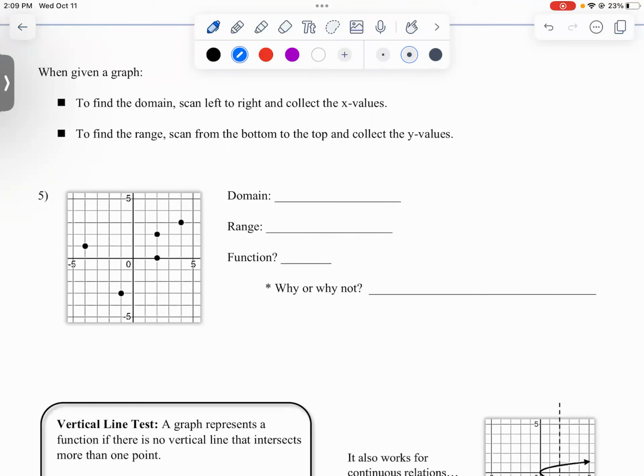Okay, here we go. Now let's go. What happens when we have a graph? When we have a graph, I want you to scan from left to right to collect all of the X values. Then I would like you to scan from bottom to top to collect all of the Y values. Connor?